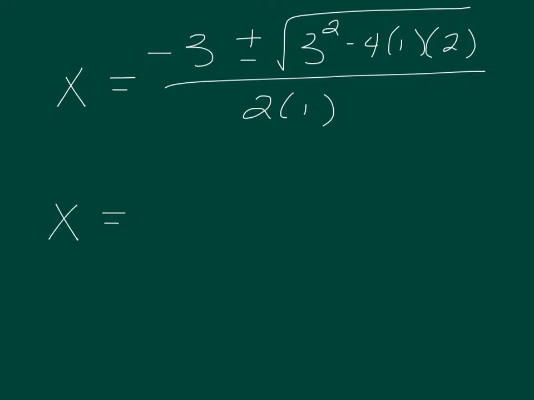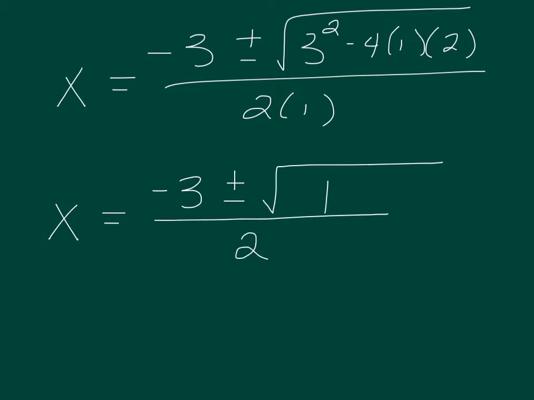So x here is going to equal negative 3 plus or minus the square root of 9, okay, 3 squared is 9, minus 4 times 2. So it's going to be 9 minus 8. Well, 9 minus 8 is 1, and then of course divided by 2 on the bottom.